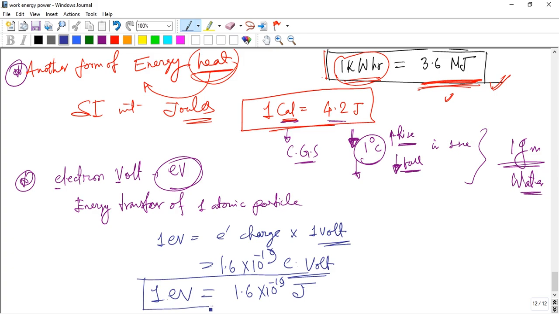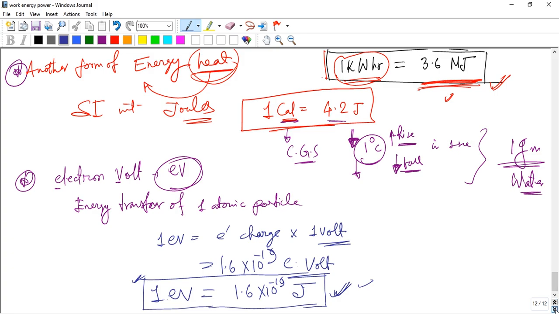In the discussion of electricity, charge flow, and what current is, we will go into detail in that class, not here. Here is just the basic idea of the types of energy. Another form of energy is heat, and another form is the electron volt. So that covers energy forms.